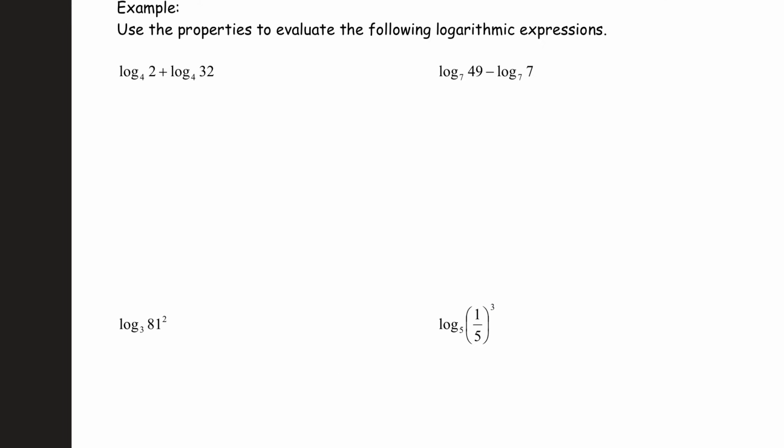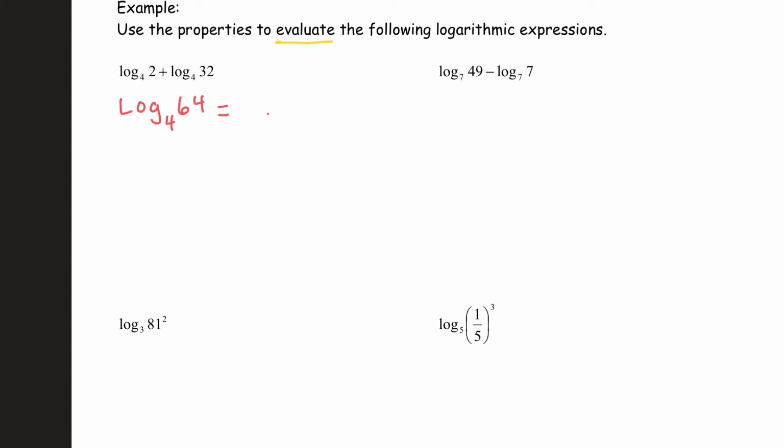So now the key word here is to evaluate. In other words, we want to work it out. We're going to have to use our understanding of properties, and I'm going to work that out with you. So let's make it into a single logarithm. That's our goal. It has the same base. So you have log base 4, and then 2 times 32 is 64.